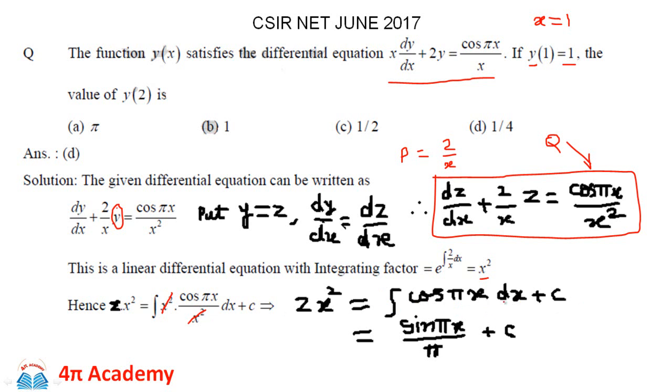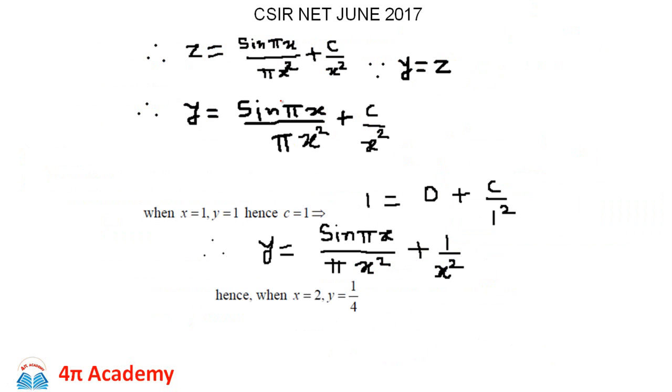Now this is very simple integration. So integration of cos pi x is sin pi x divided by pi plus c. So we get z into x square is equal to sin pi x upon pi plus c. So if I divide this whole equation by x square, then we get z is equal to sin pi x upon pi into x square plus c upon x square.